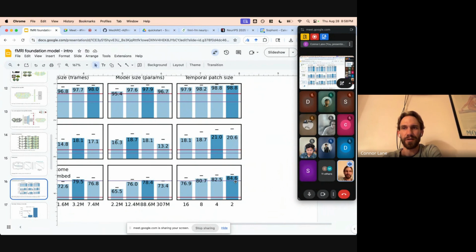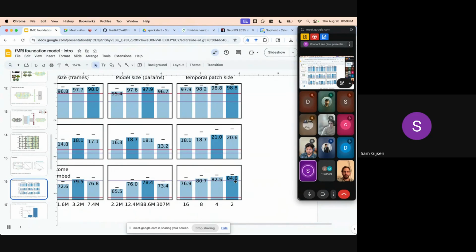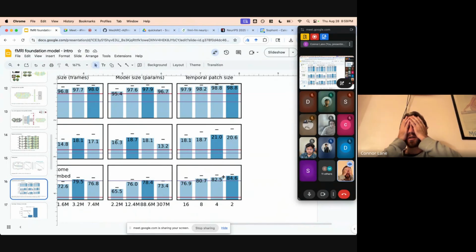But it's definitely something we should think about more. It was an interesting result, and it's one of the many ablations we need to do to figure out what the optimal temporal patch size is. Yeah, cool. It seems like a pretty strong effect, especially on the sex prediction there. Yeah, it's quite interesting, strong there.